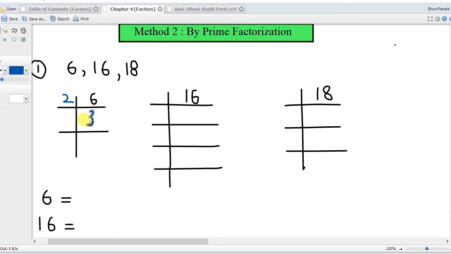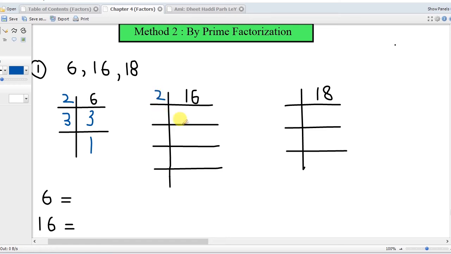Now does 3 come in the times table of 2? No. So we have to increase the times table. So 3 times 1 is 3, right? So we have done writing the prime factors of 6. See, the factors we got are prime numbers. So that's why we named them prime factors.